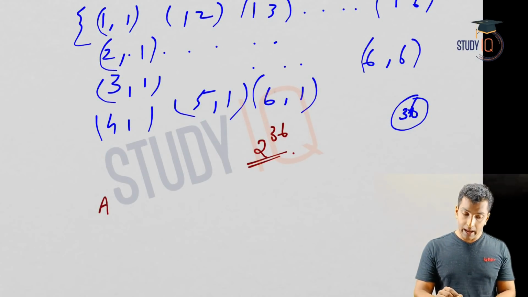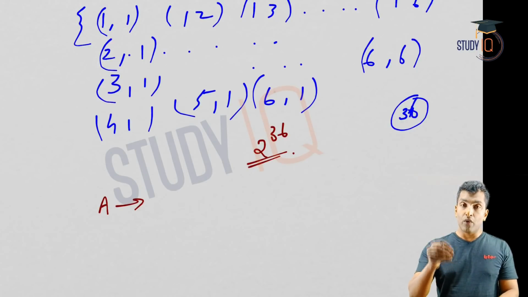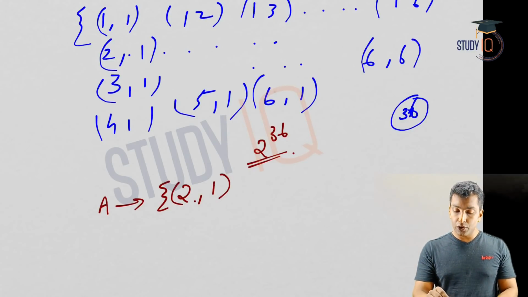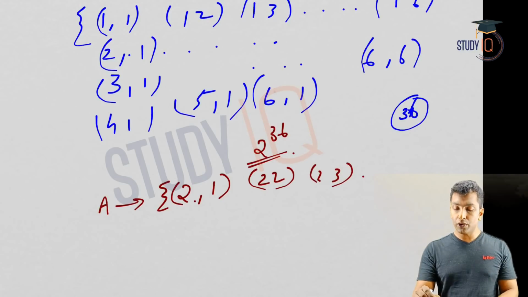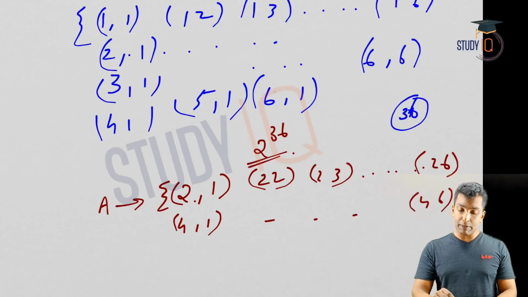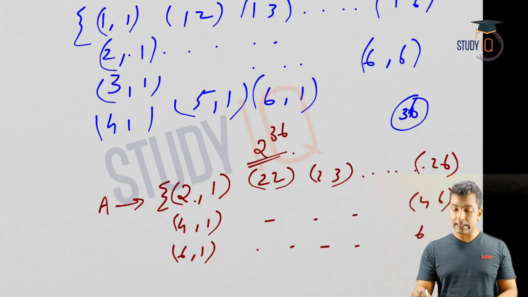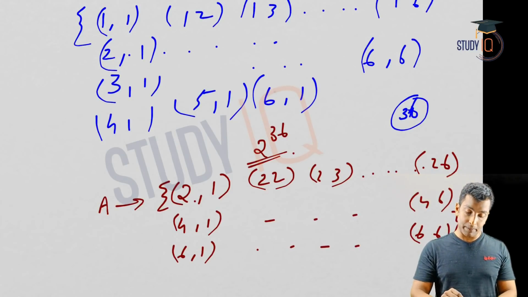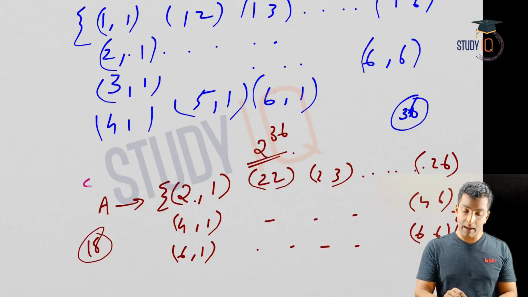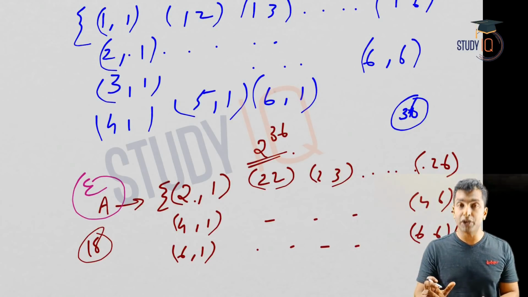Let's say A is getting an outcome where the first die is an even number. First die is an even number means the first die will be 2, and the second can be anything: 2,1, 2,2, 2,3, 2,4, 2,5, 2,6. The first die can be 4 also, so 4,1 up to 4,6. Then it can be 6 also, so 6,1 up to 6,6. So you can clearly see there are 18 elementary events favorable to event A.